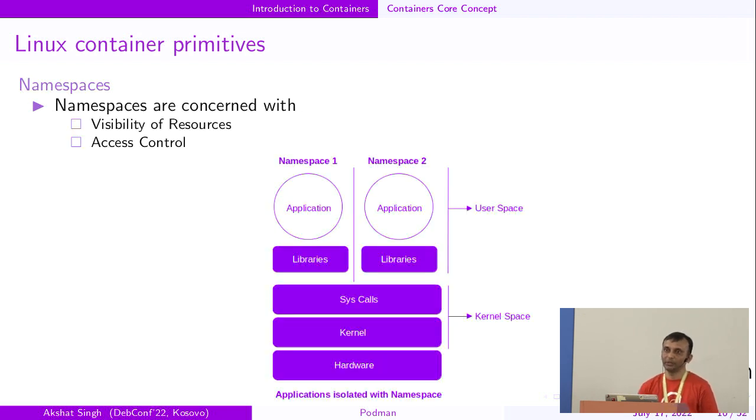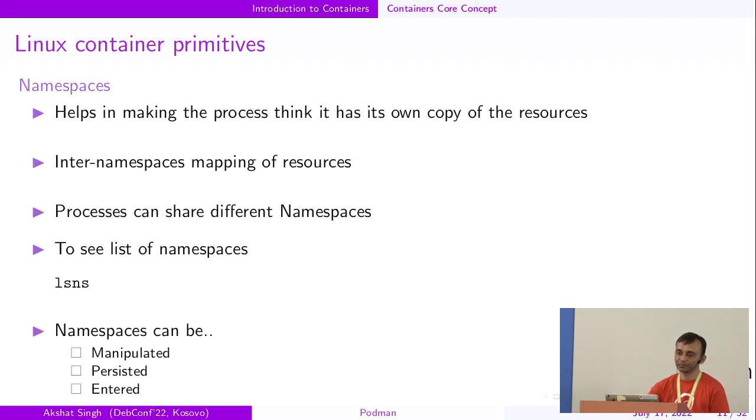Another important one is namespaces. Basically there are two types of spaces: kernel space and user space. These namespaces are majorly concerned with the visibility of resources and access control, like one library not having access to other libraries running in different namespaces.